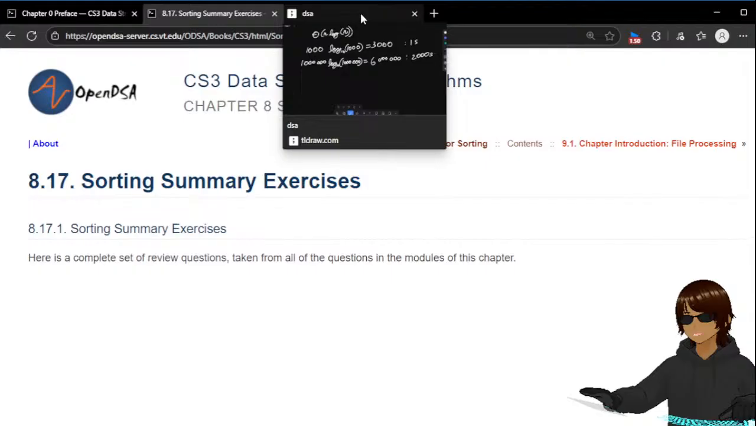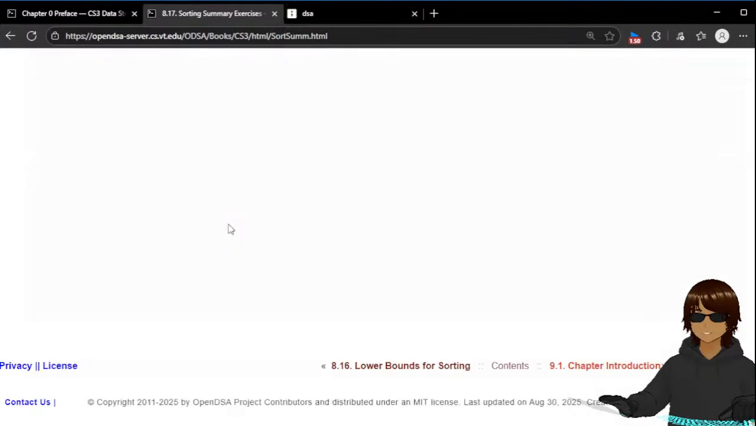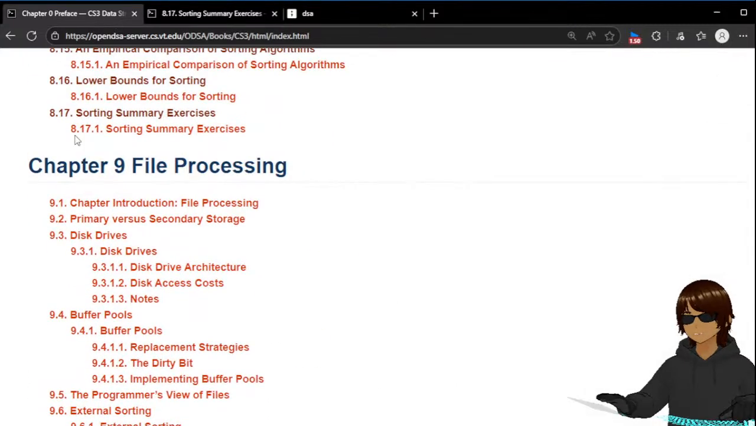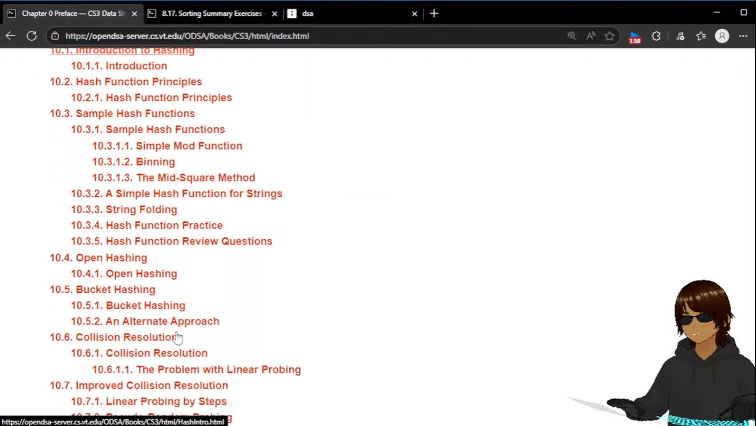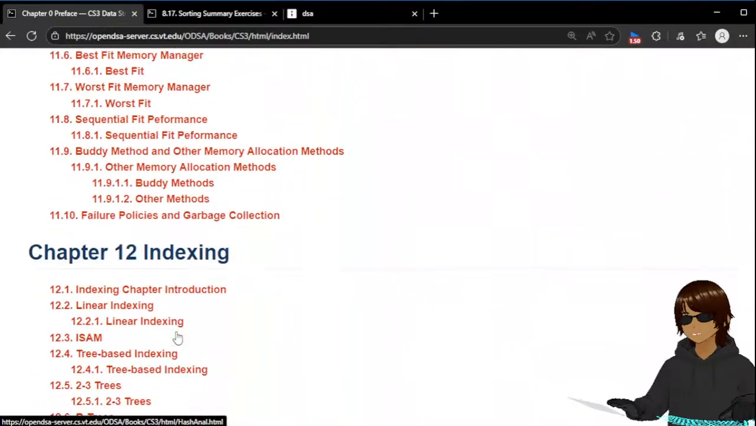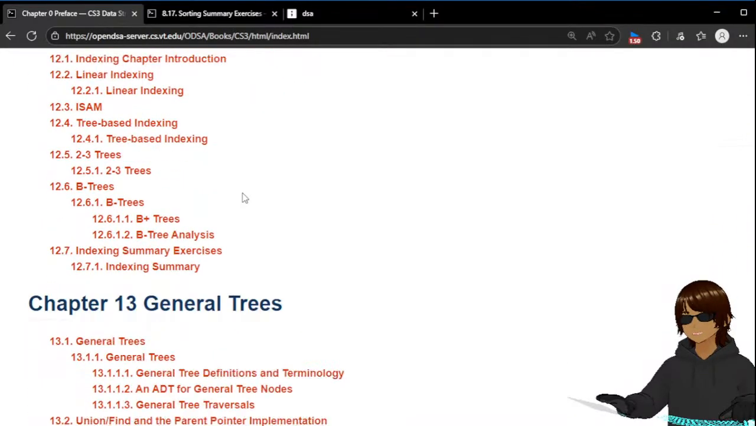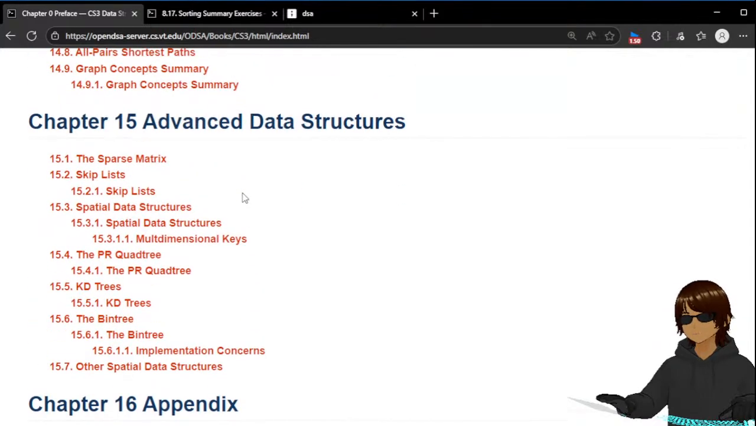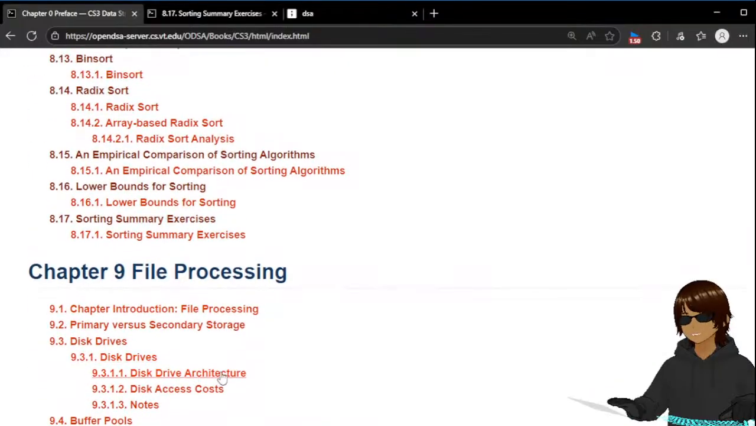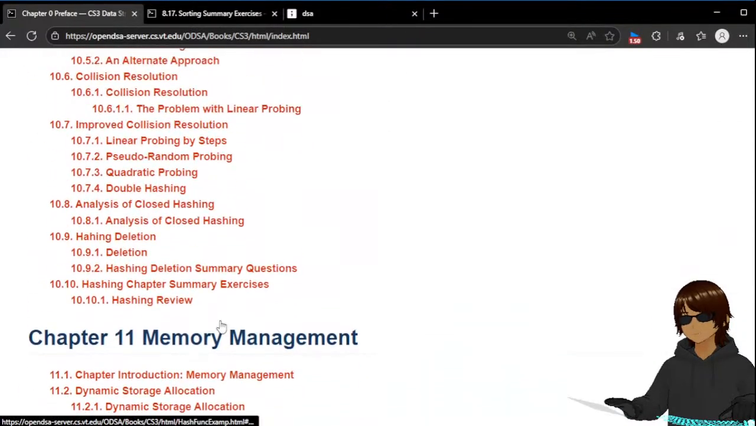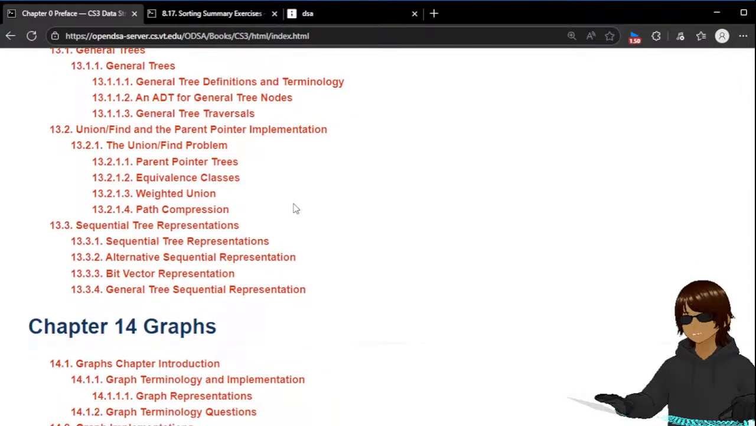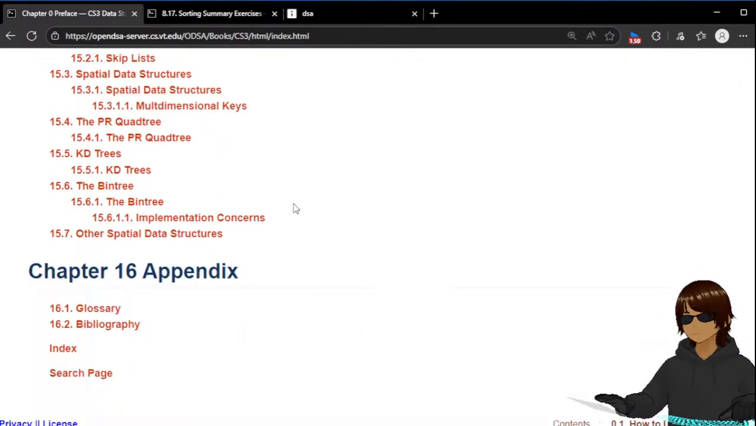So I will end the stream here. I've been streaming for like an hour and 40 minutes. And then I think I will skip this chapter. It's not about data structures, it's more about memory management. I will skip this. I'll come back to it. I will read about indexing, general trees, graphs, and advanced data structures, and then I will come back to this chapter, file processing, hashing, and memory management. I'll come back to them later after I finish with the lower four chapters.